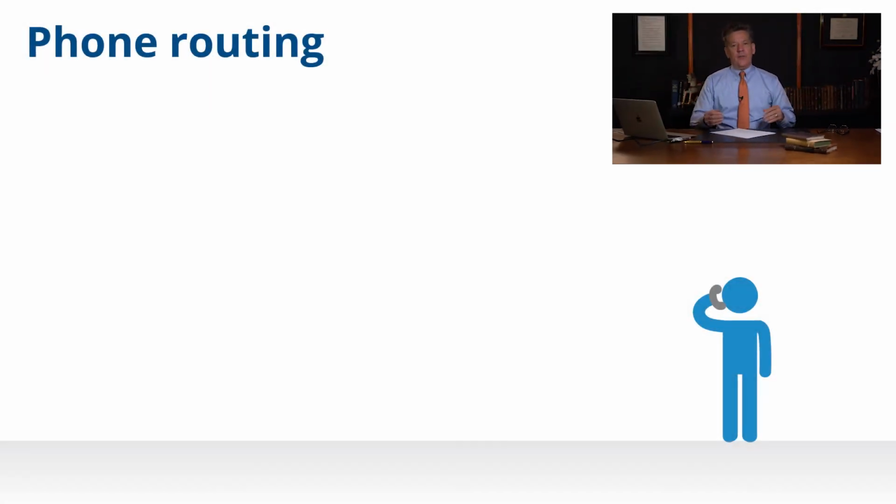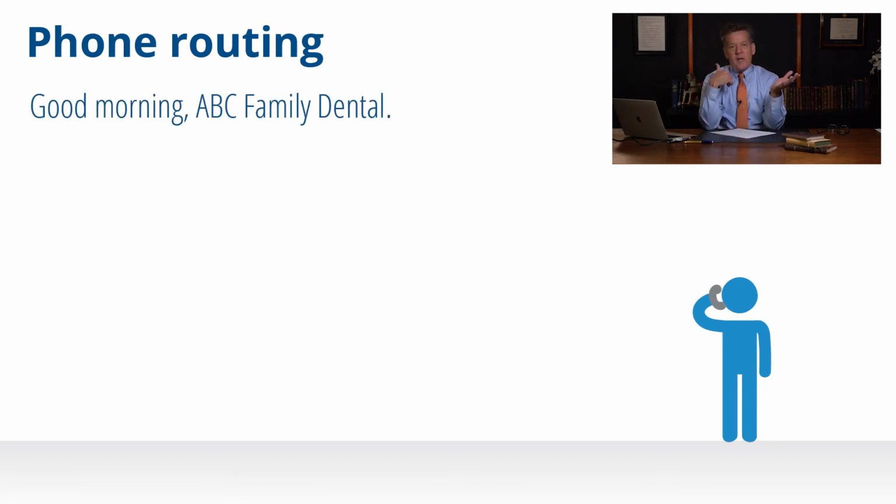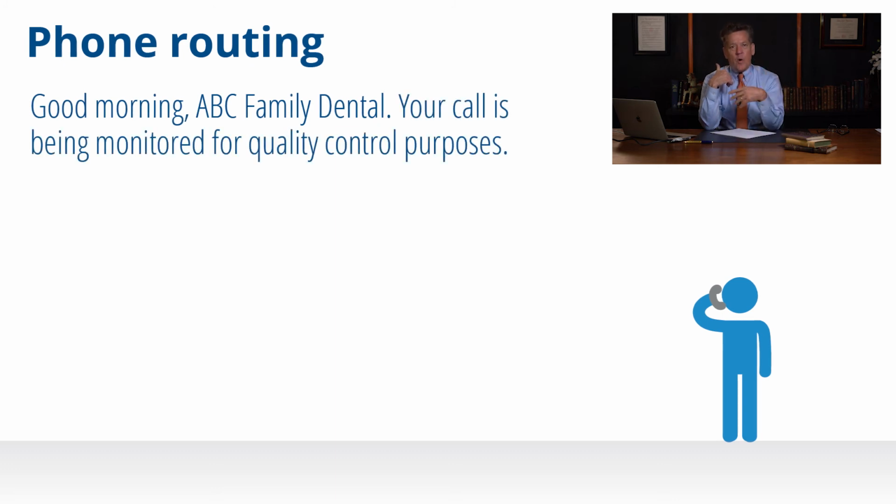Well, that's sort of interesting because you have a phone line that comes in, and as the office grows, it's real simple to program your phone to have routing on the phone. So let me give you an example of this. This is all over the country. Small and large businesses do it. You've encountered it yourself. You'll know it the moment I say it. It goes ring-a-ding-ding. In many offices, it says, good morning, ABC Family Dental. Your call is being monitored for quality control purposes. And at that point, it rings through.